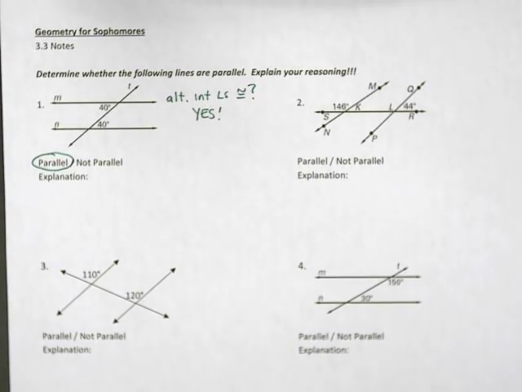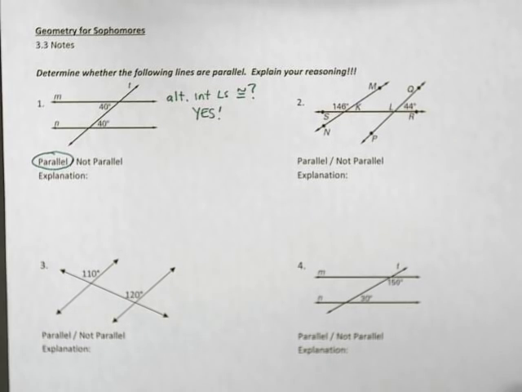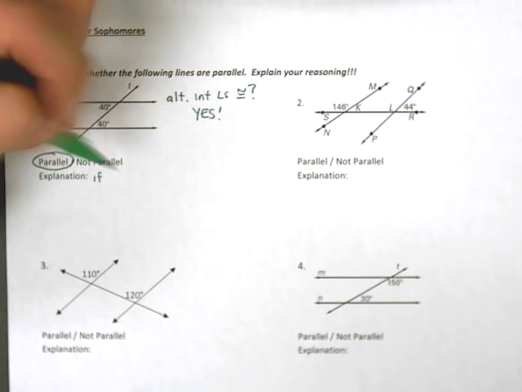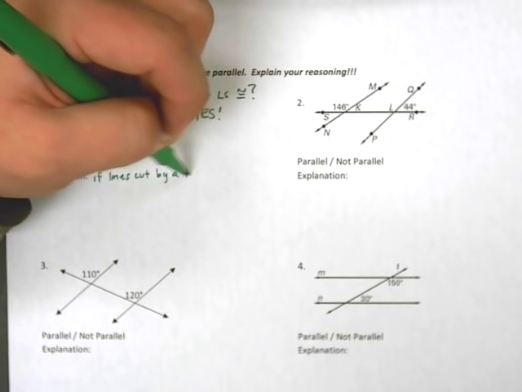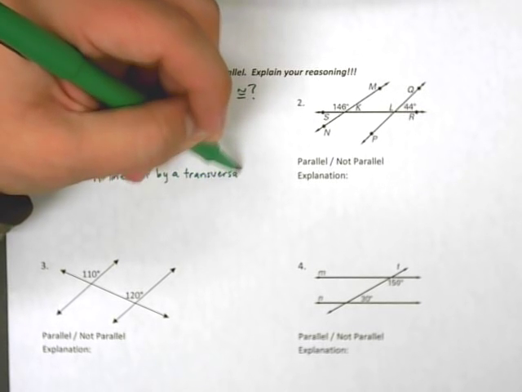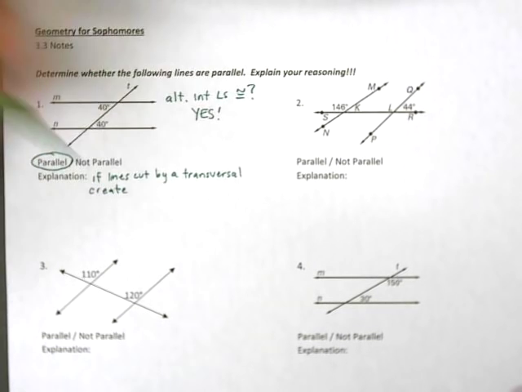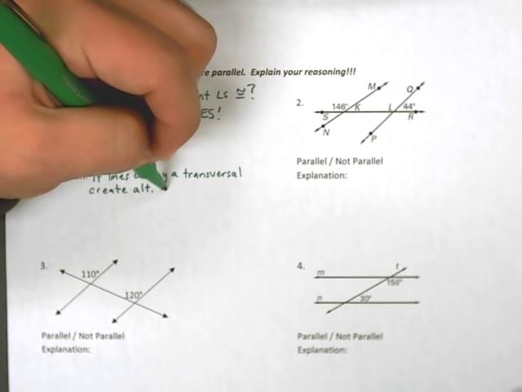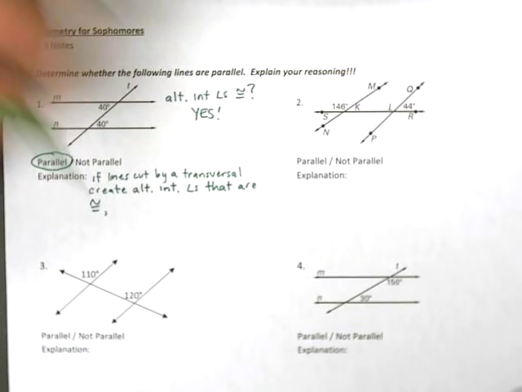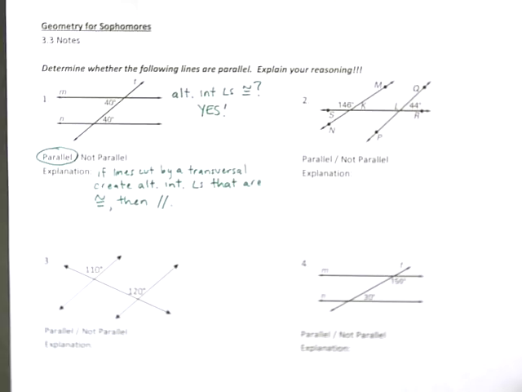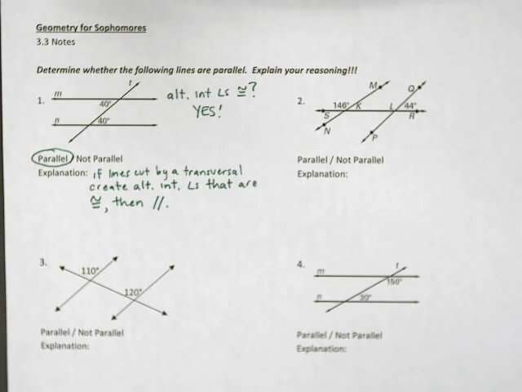Now, for the explanation, it's a lot of words. If lines cut by a transversal create alternate interior angles that are congruent, then parallel. Okay, now let's move on to number 2.